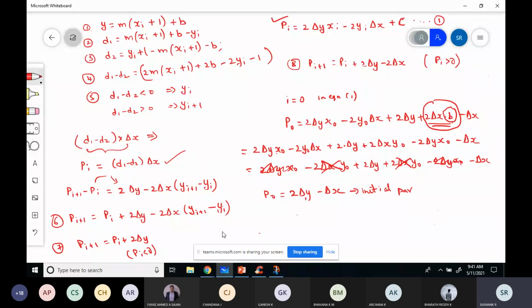So this is regarding the derivation of Bresenham's line drawing algorithm. So these equations are there: y is equal to mx plus b, then d1, d2, then by finding out p of i plus 1, p of i, then the different equations for p of i plus 1 when pi is less than 0, pi is greater than 0, then finding the initial parameter p naught. So these are the equations.